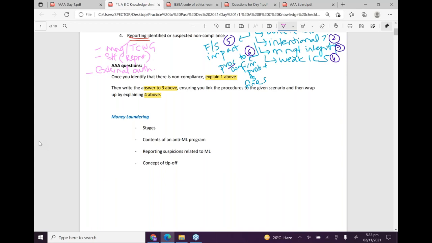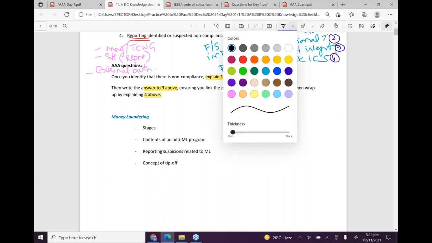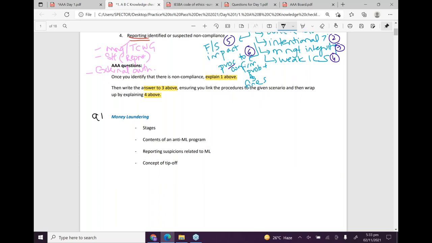The second part, so A2, is basically money laundering, and most of you find this topic very, very easy. You should be very comfortable with the 3 stages: placement, layering, and integration.